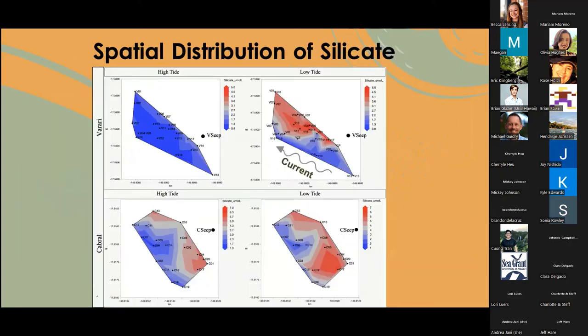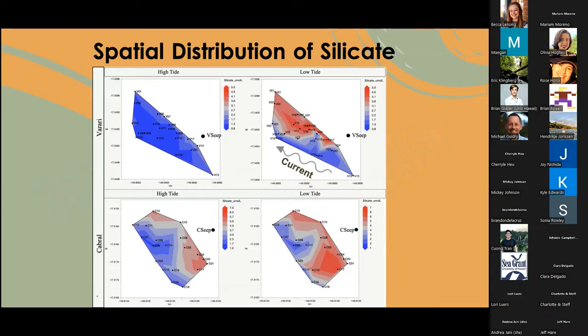Next, I wanted to look at the spatial distribution of these nutrients throughout the reef using silicate as my proxy nutrient because it followed that tidal variation so closely. So these top two graphs, I'm showing you the Virari location. And the bottom two, I'm showing you Cabral location, with high tide on the left and low tide on the right. The red is displaying high silicate concentrations with the blue displaying lower silicate concentrations.